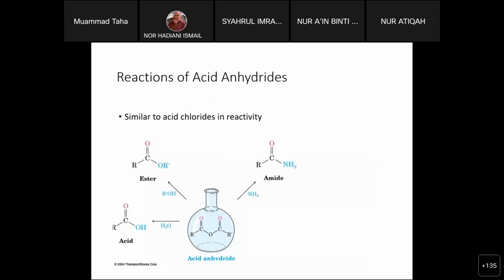Next slide. The acid anhydride can be converted to the carboxylic acid itself, and to ester and amide, by using alcohol and ammonia. Next slide.